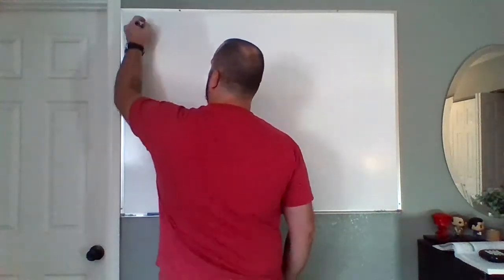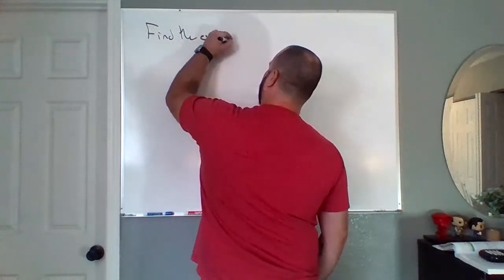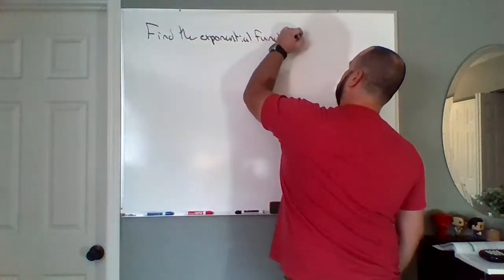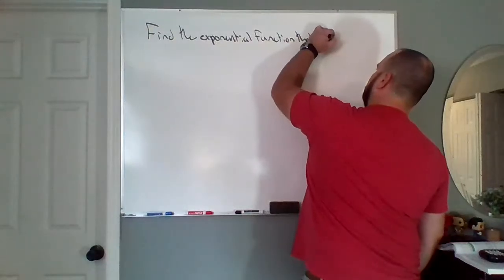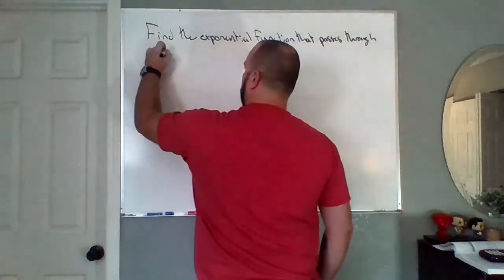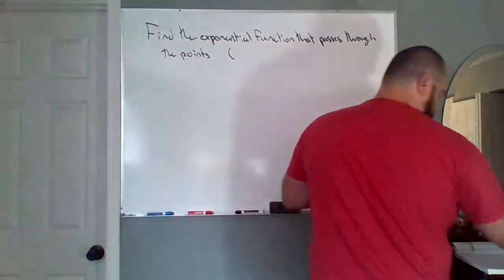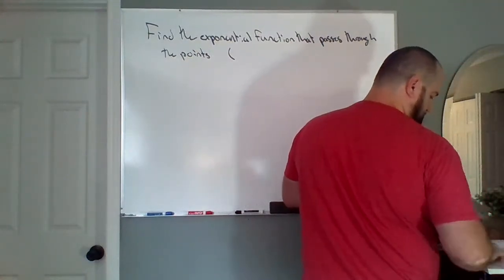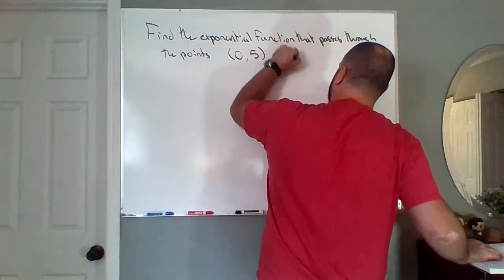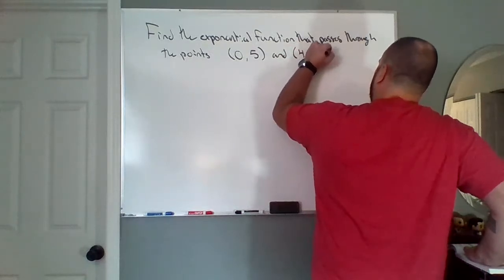I want to now find the exponential function that passes through the points. Let's get my points right. (0, 5) and (4, 405).